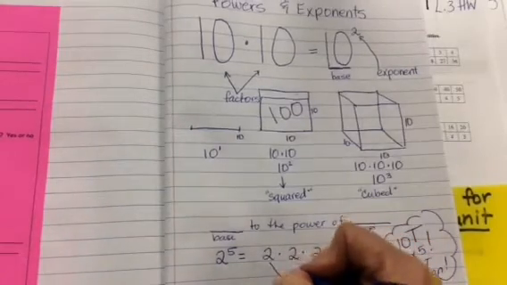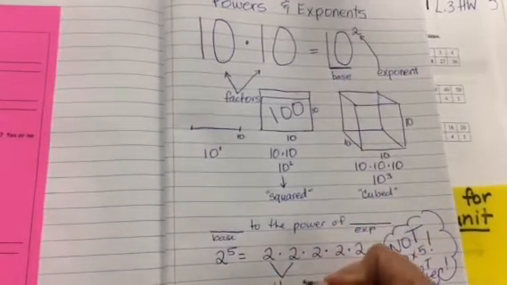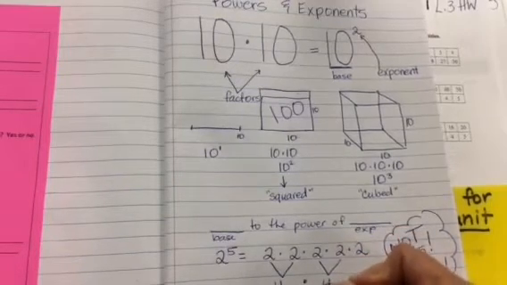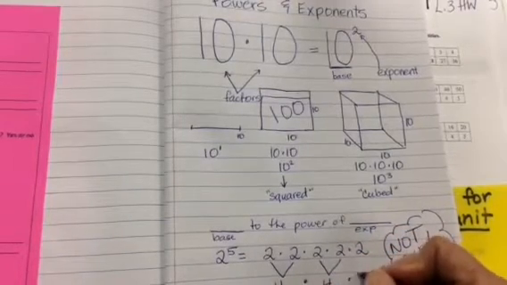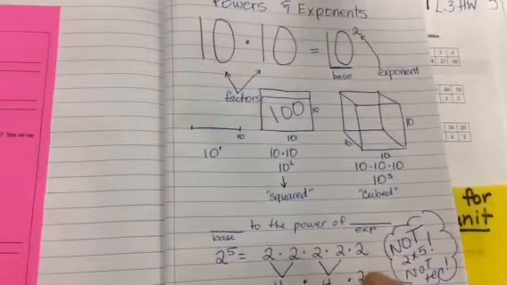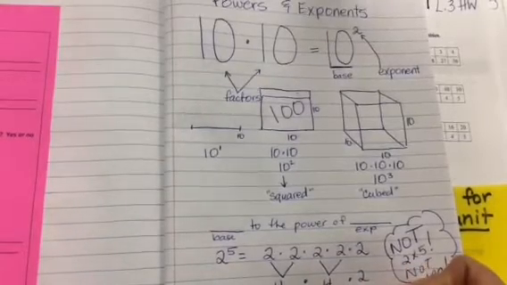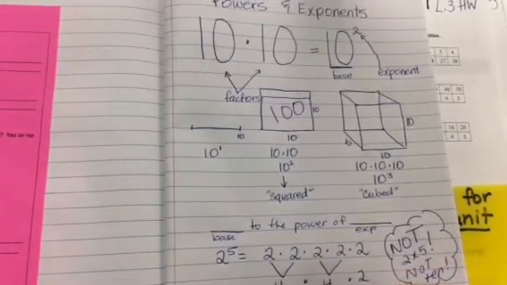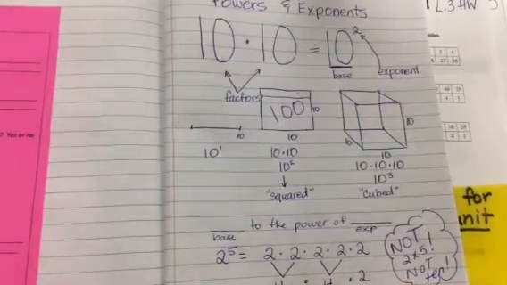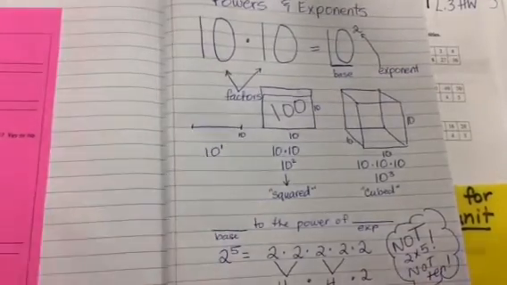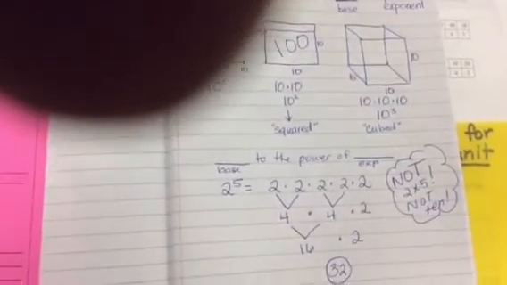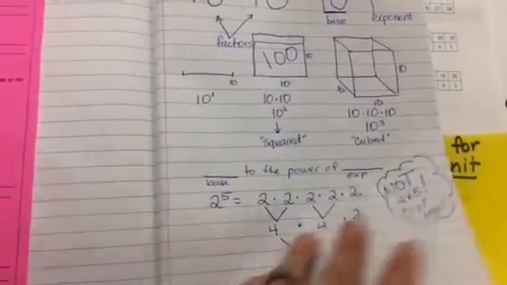So if we solve that, 2 times 2 is 4, times 2 is 8, times 2 is 16, times 2 is 32. Okay, so the terminology that we're looking for is we say it is used as a factor 5 times, which just basically means it's times itself 5 times. Okay, so let's try a little bit more.